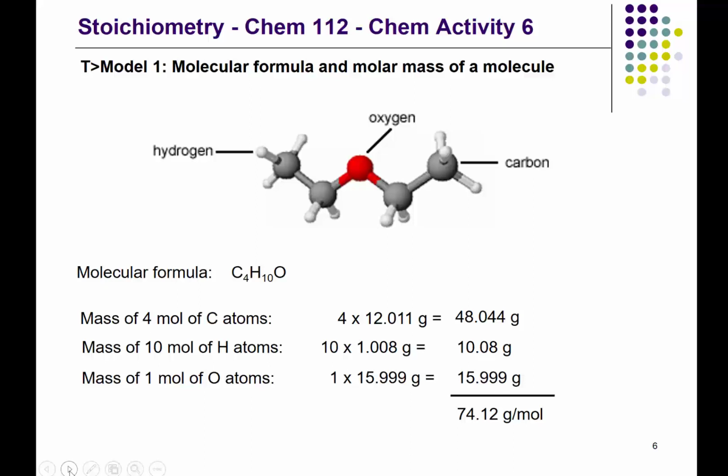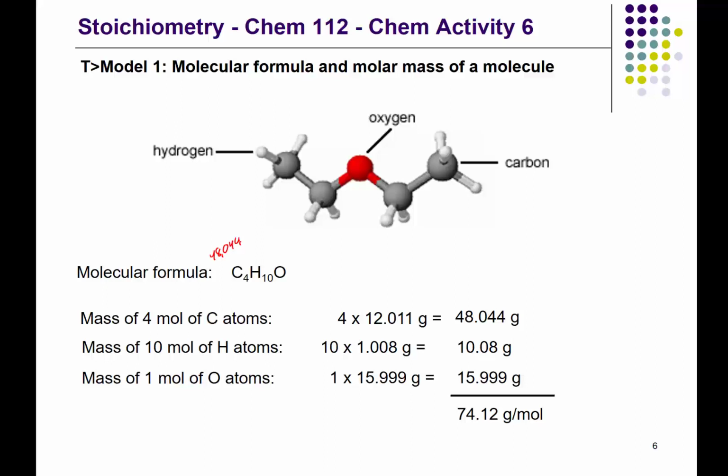Now, I'm showing you a more formal way to do this calculation. Often what students would do, and what I would do, is just do the calculation right on top of, let's say, the molecular formula. So I don't need to see this full representation. In other words, we could write something like this. I know that I've got 4 moles of carbon, and therefore I might write 48.044 grams on top of the carbon.